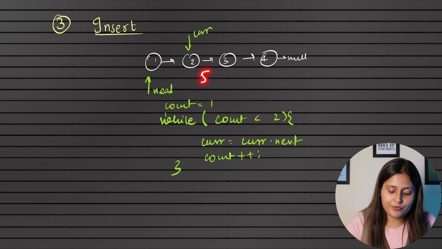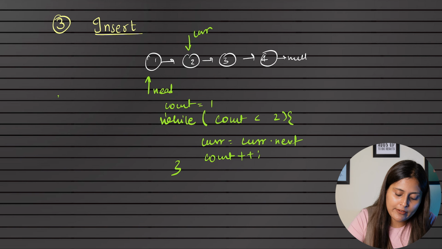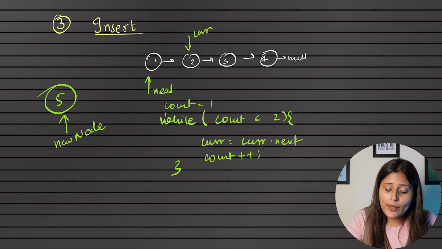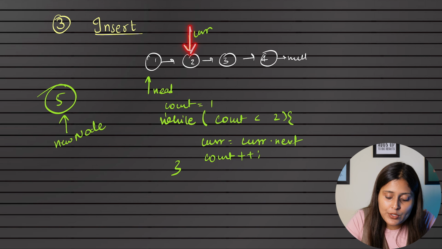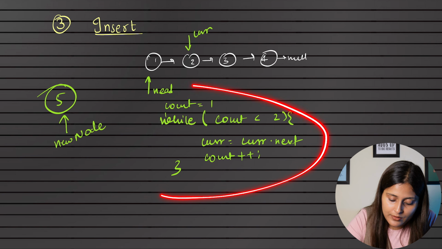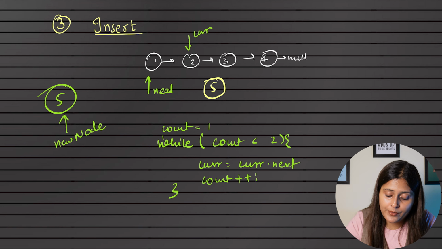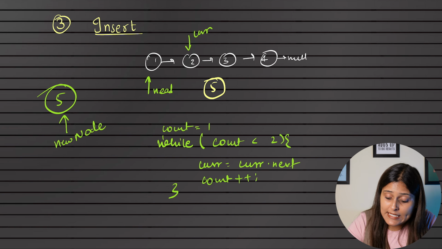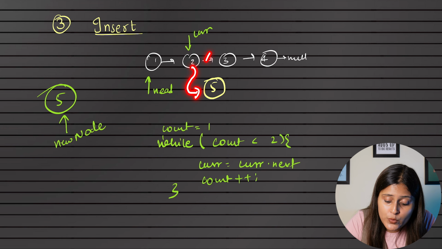Now I have to add 5. So definitely I will make a new node 5. Let's say new node. Now my current is pointing to 2, and I have to insert 5 here. So what will I do? I have 5 here, and 2 is pointing to 3. So if you see what current.next is currently, can I say current.next is nothing but 3? So if you write current.next is equal to 5, this will be broken.